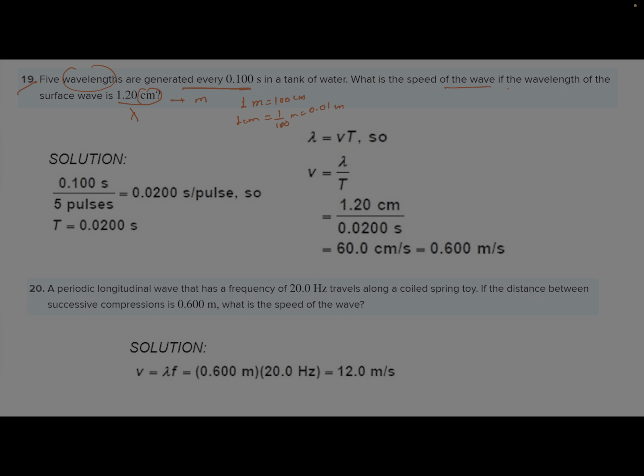So how you can convert this 1.20 centimeter into meter? You have to divide by 100. Yes or no? Once you divide it by 100, you will get that value in meter. Okay?